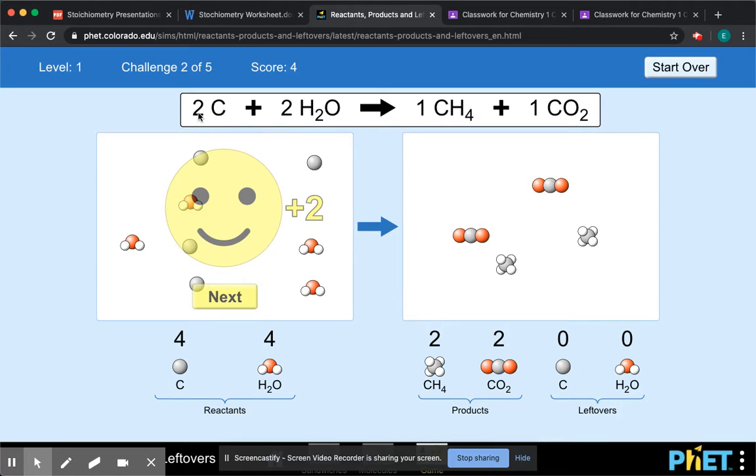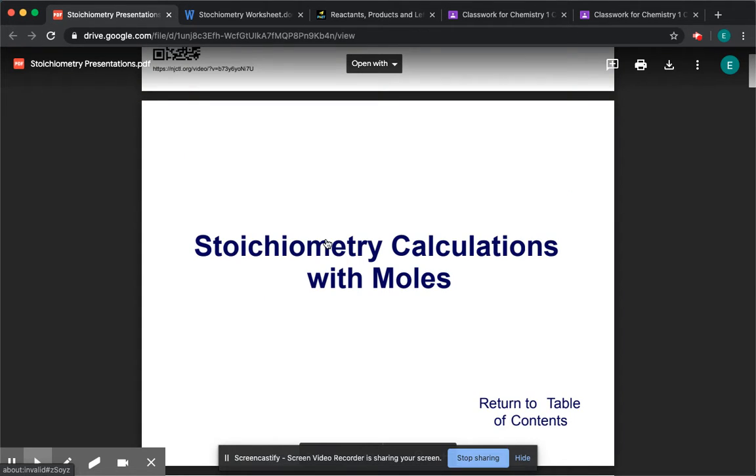So all stoichiometry is just calculations using these recipes to figure out how much of something we need. So stoichiometry is about measurements. So let's start with the presentation.